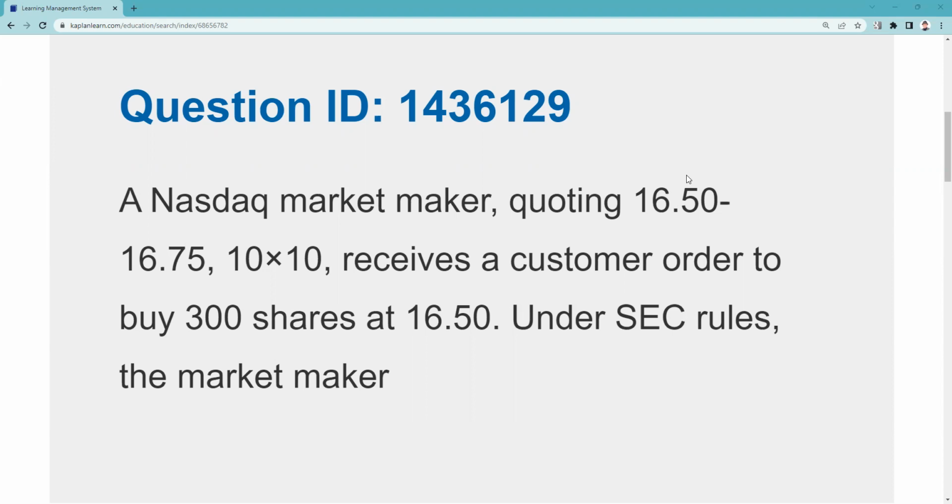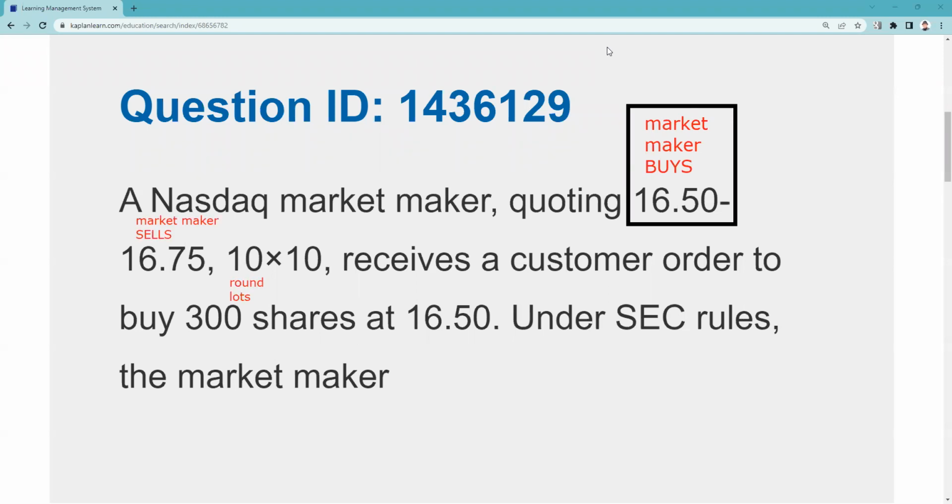QID 1436129. A NASDAQ market maker is quoting 16.50, 16.75, 10 by 10. I highly recommend you turn these questions into an exhibit. So what that means in English is I'm willing to buy into my inventory at 16.50. I'm willing to sell out of my inventory at 16.75. The quote is from the market maker or dealer's perspective. The size of my quote is 10 by 10. I'm willing to buy 10 round lots into my inventory at 16.50. I'm willing to sell 10 round lots out of my inventory at 16.75.